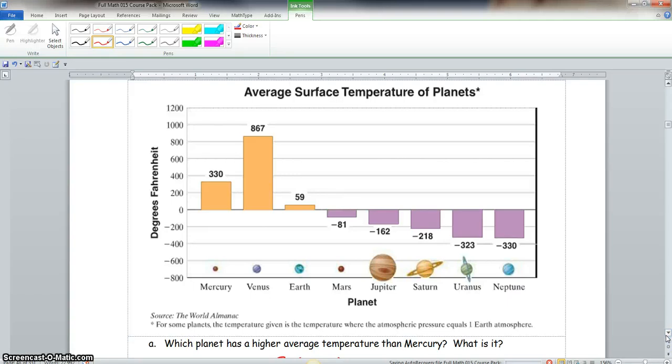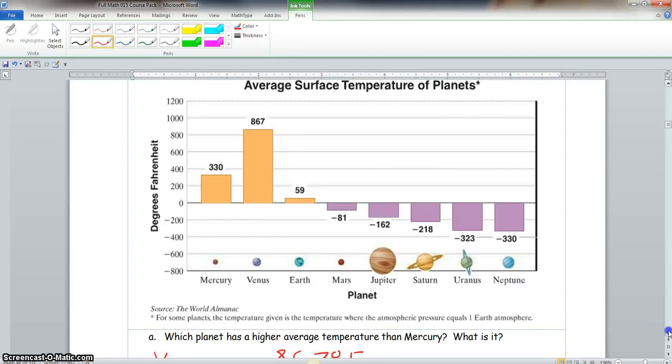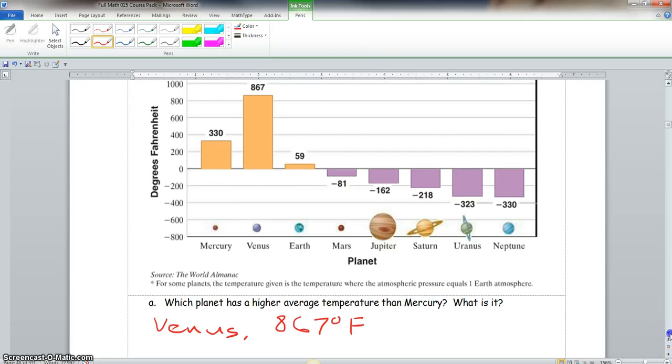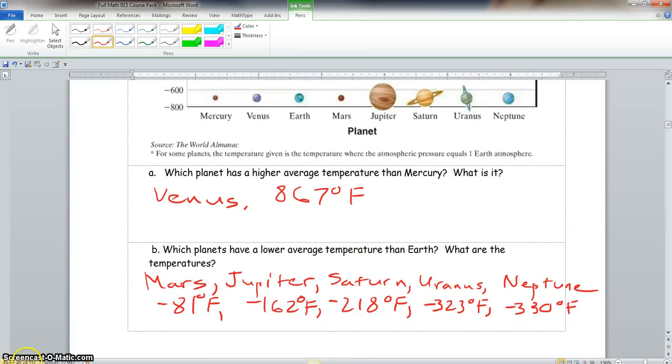It asks us which planet has a higher average temperature than Mercury. Now, the one that has a higher average temperature than Mercury is Venus. And what is it? It's 867 degrees Fahrenheit. Now we go here to B. It said, which planets have a lower average temperature than Earth? I listed those, and what are the temperatures? They're listed here as well.